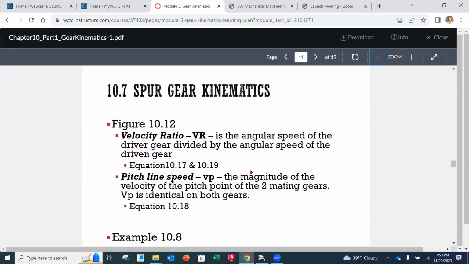Gear kinematics, velocity ratio and pitch line speed. Velocity ratio, you've probably heard gears where they talk about a ratio. And velocity ratio is going to be the angular speed of the driver gear, divided by the angular speed of the driven gear. These are going to be equations 17 and 19 at the bottom of page 273, and we've looked at this diagram a couple times here.